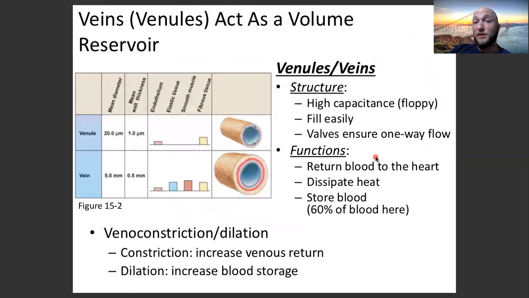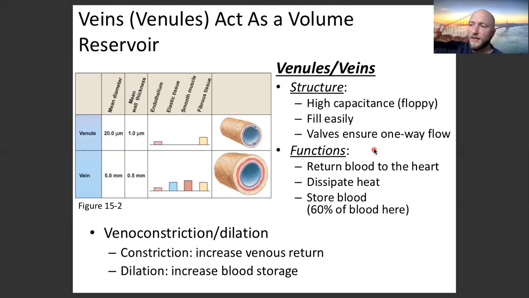Veins and venules act as a volume reservoir. So most of your blood is stored in veins, actually. Veins have a high capacitance. They're floppy. They fill easily, and they have valves which ensure one-way flow. So veins are low pressure. They need to maintain low pressure because you want blood to flow from arteries to arterioles to capillaries to veins and venules.